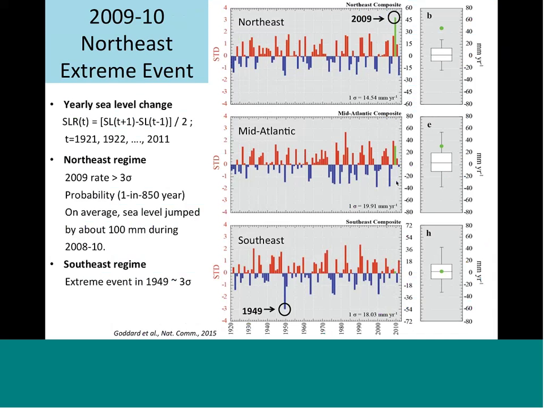And the focus of this presentation is one event, just pulling a piece of hair out of this long time series, a particularly big event that happened in 2009 that is depicted here in the Northeast time series. This is the time derivative, or just the time difference between two successive years of those tide gauges. And you see in 2009 that there's a 3 sigma event in the Northeast, whereas in the Mid-Atlantic and in the Southeast, there's not that much going on that year. There is a big event in the Southeast in 1949, but we're going to focus on 2009.